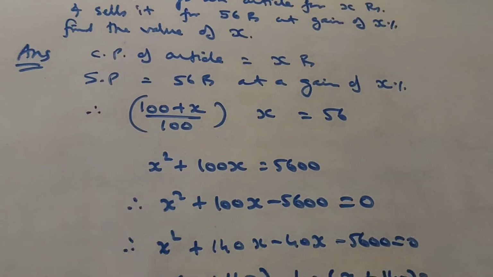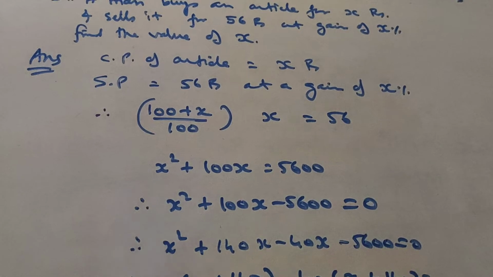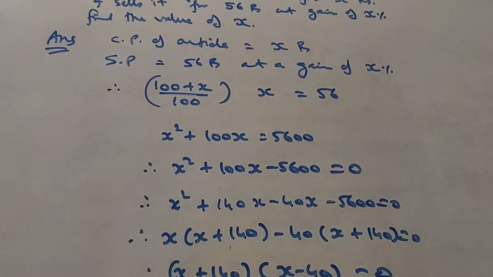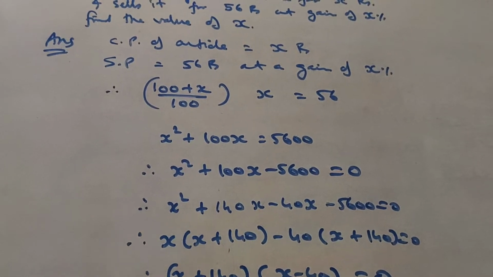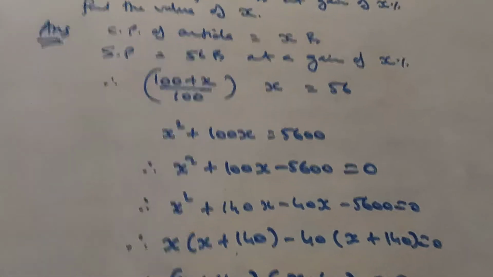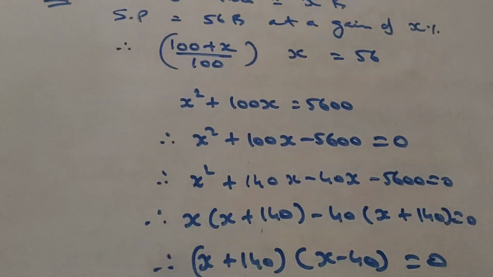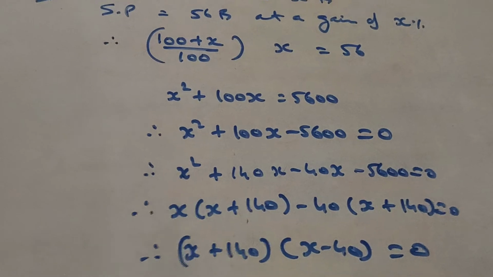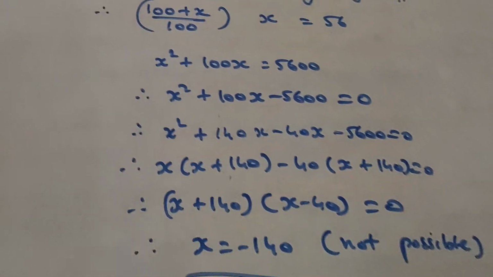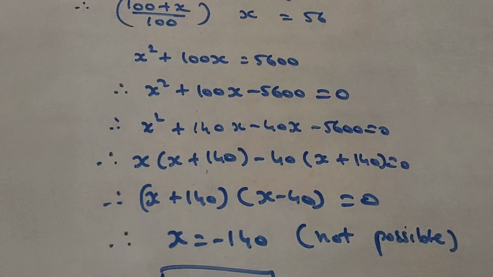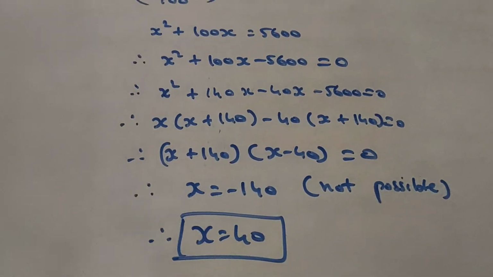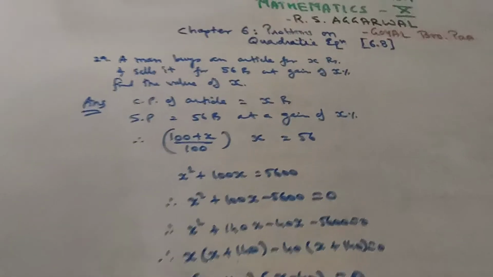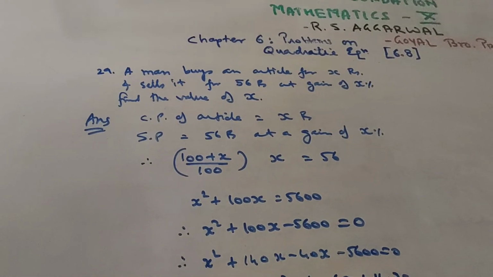Solving it, we are getting X square plus 100X minus 5600 is equal to 0. Therefore X square plus 140X minus 40X minus 5600 is equal to 0. So taking X common, we get X bracket X plus 140 minus 40 bracket X plus 140. So (X plus 140) and (X minus 40) is equal to 0. So X equal to minus 140, which is not possible. So the value of X is 40. I hope it's a pretty simple sum. It's related to profit and loss. This is sum number 29.